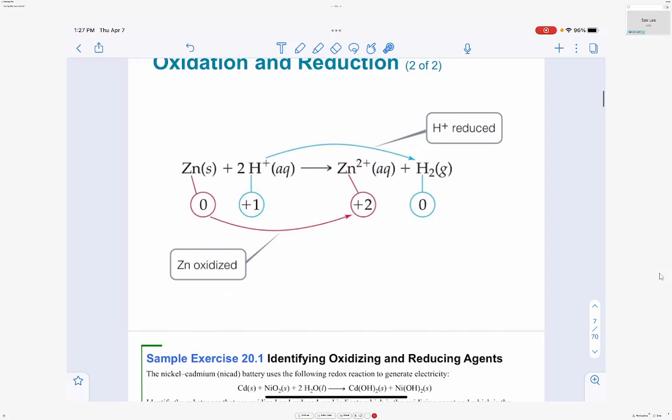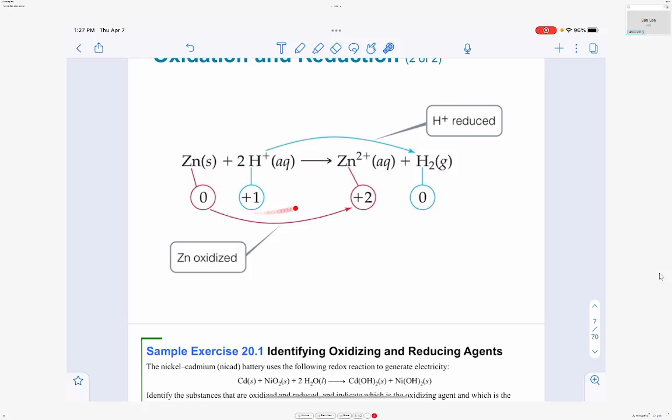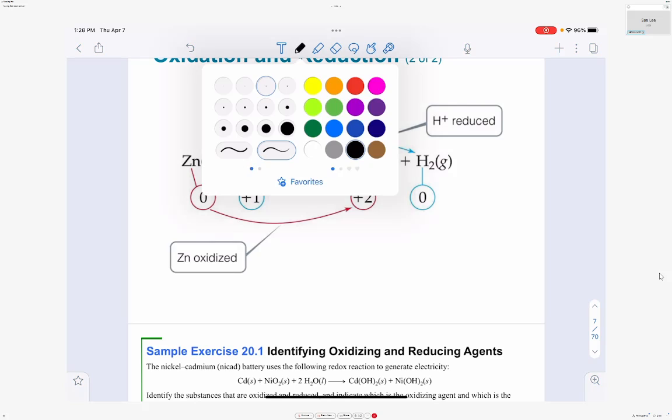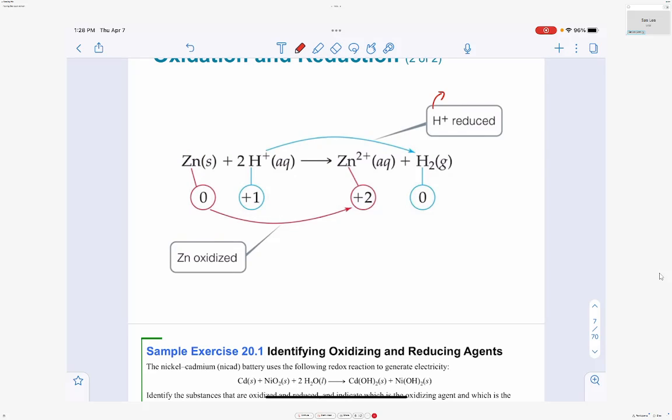This is what I've already explained. Zinc is oxidized. Hydrogen, the proton, is reduced. This is the oxidizing agent. Why? This is causing zinc to become oxidized. This is the reducing agent. It's causing the proton to become reduced.